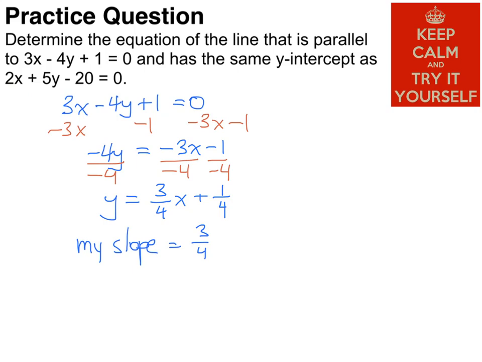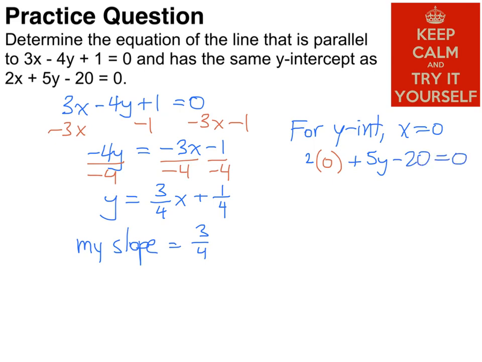Let's find the y-intercept. I know some glitch happened. So for the y-intercept, let's make x equal to 0. So that's 2 times 0 plus 5y minus 20 is equal to 0. Okay, 2 times 0 is 0. We just have 5y minus 20 is equal to 0.